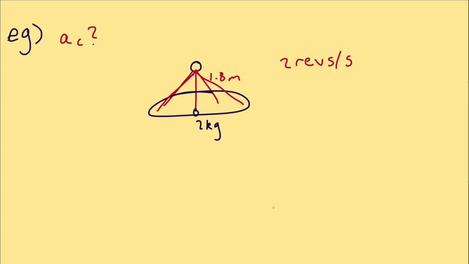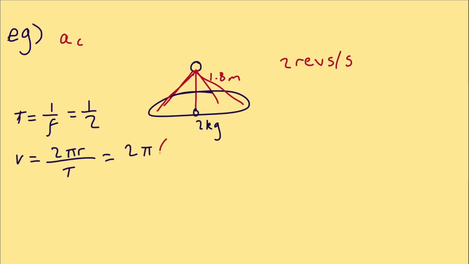Now I'm going to solve it together with you. First, let's find the period, so how long it takes to travel in one circle. That would be T is 1 over f, which is 1 over 2 revolutions. Now let's find the velocity, which is 2 pi r over time. This is 2 pi times 1.8 meters, the radius, divided by time, so 0.5 seconds, which we just solved for here.